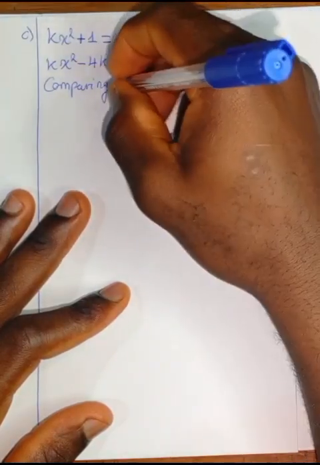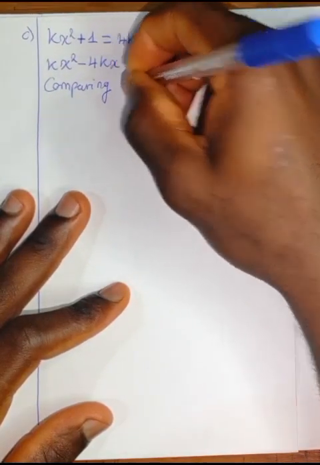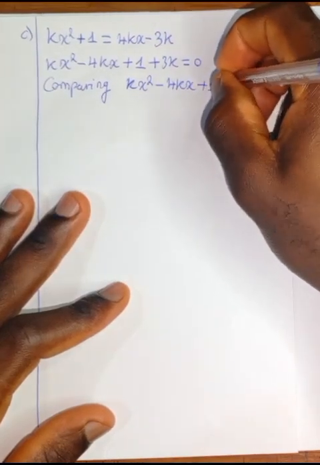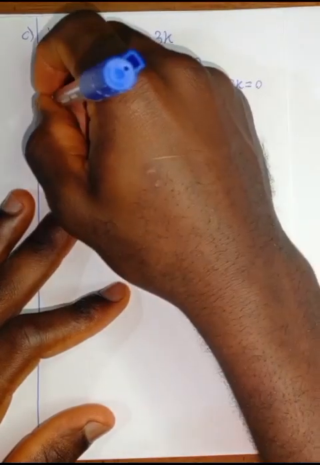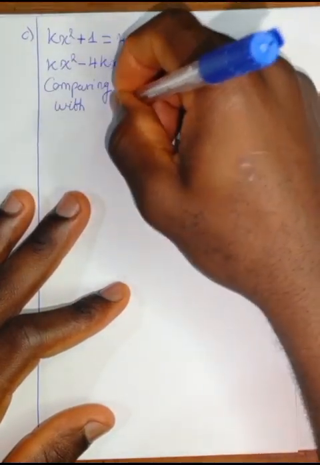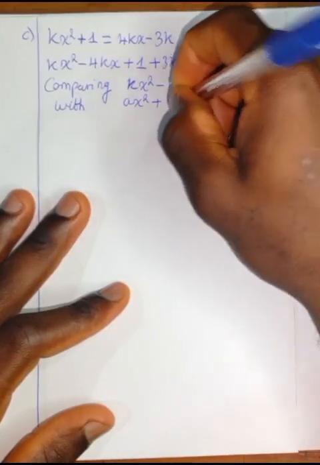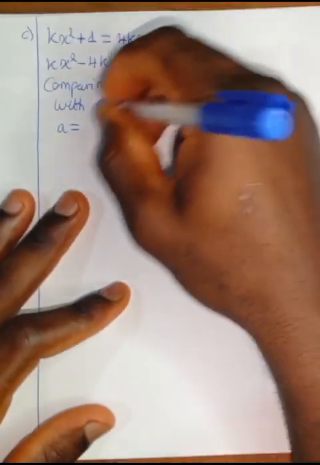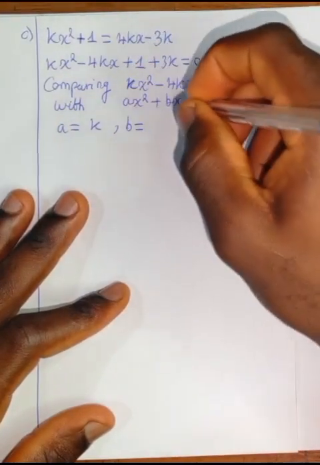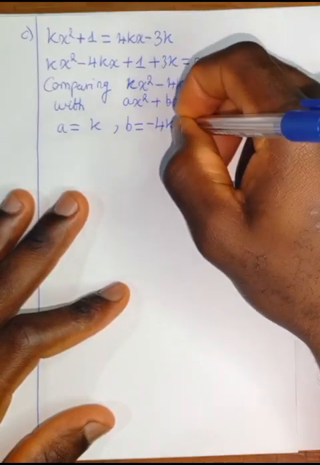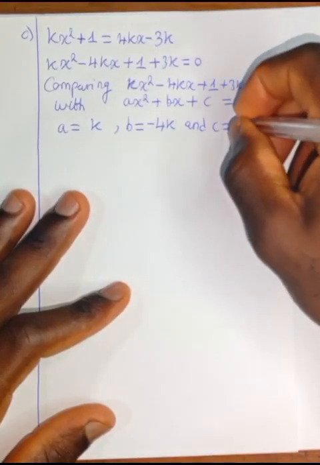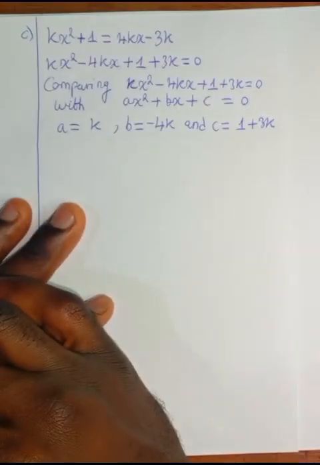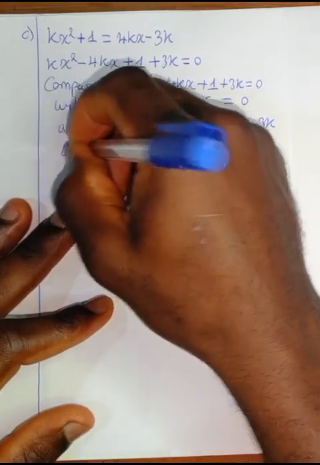You can say this is a quadratic equation now. Comparing kx squared minus 4kx plus 1 plus 3k equal to 0 with the general form of the quadratic equation ax squared plus bx plus c is equal to 0, we have a to be equal to k, b to be equal to negative 4k, and c to be equal to 1 plus 3k.